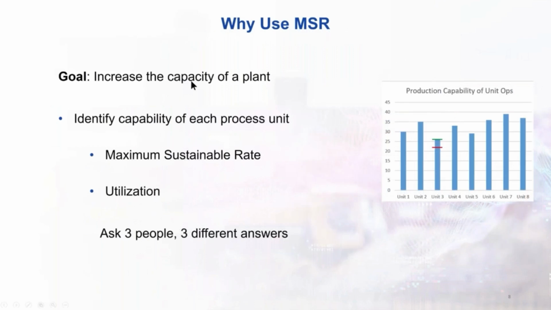So why use MSR? The goal is to increase the capacity of the entire plant, not just one unit operation. So we need to identify the capability of each one of the units. Here I'm showing 8 units, and I'm showing the utilization level and the MSR for unit 3, which we'd say is perhaps the slowest one in the plant. So we get the maximum rate and the utilization.